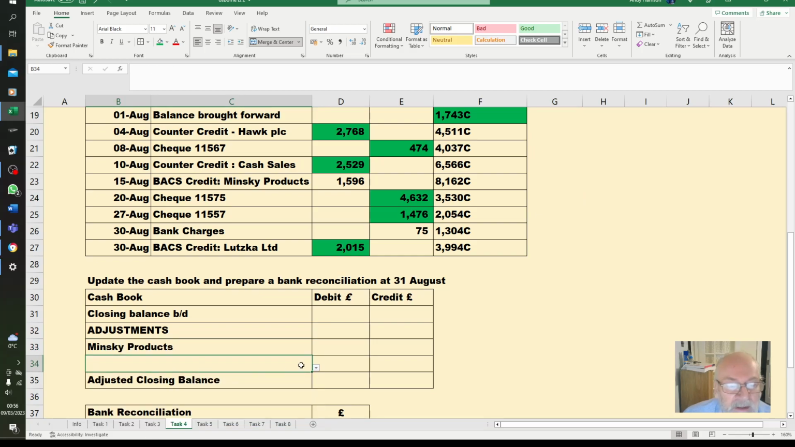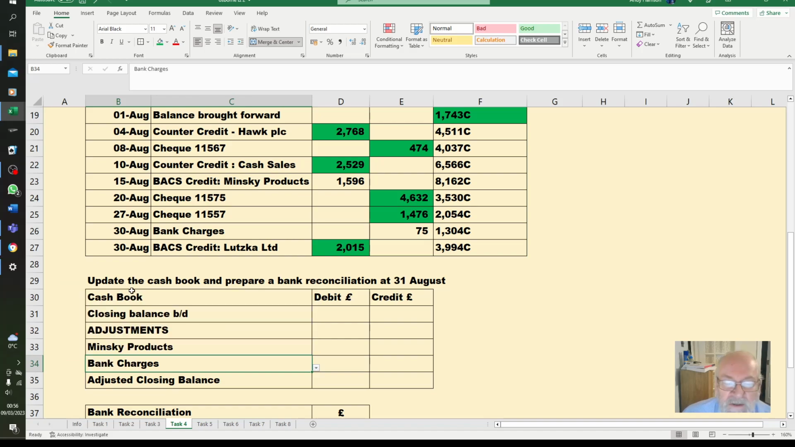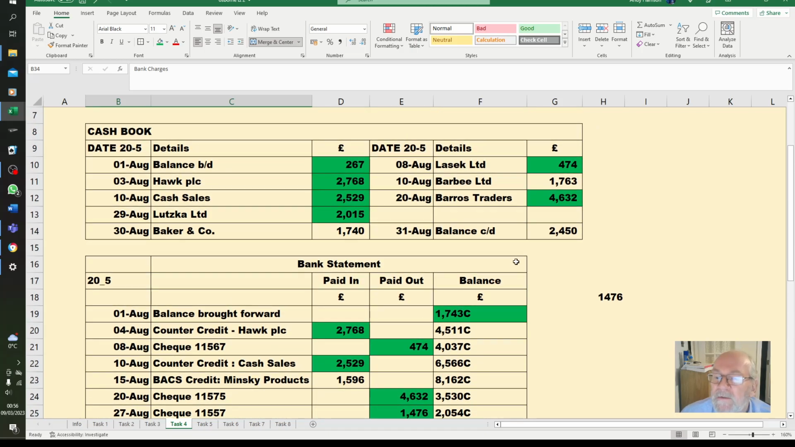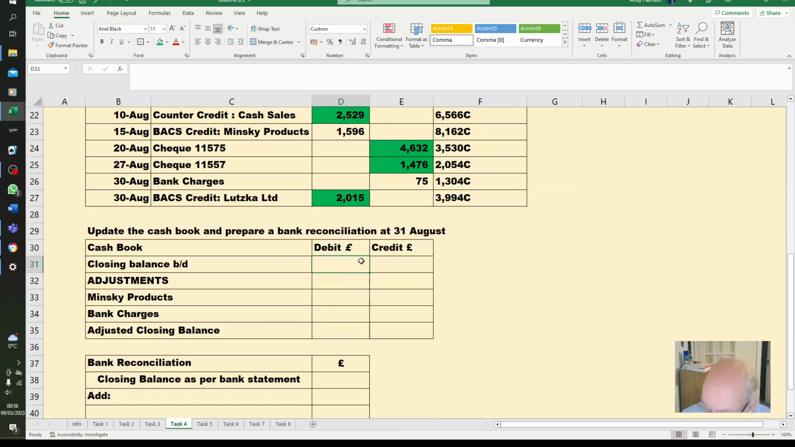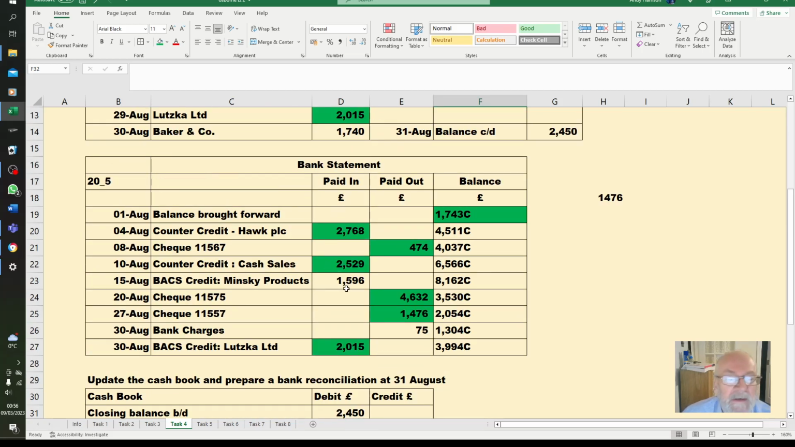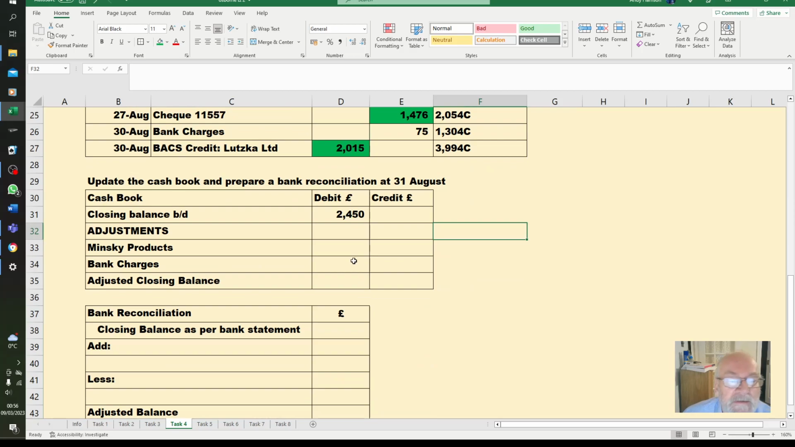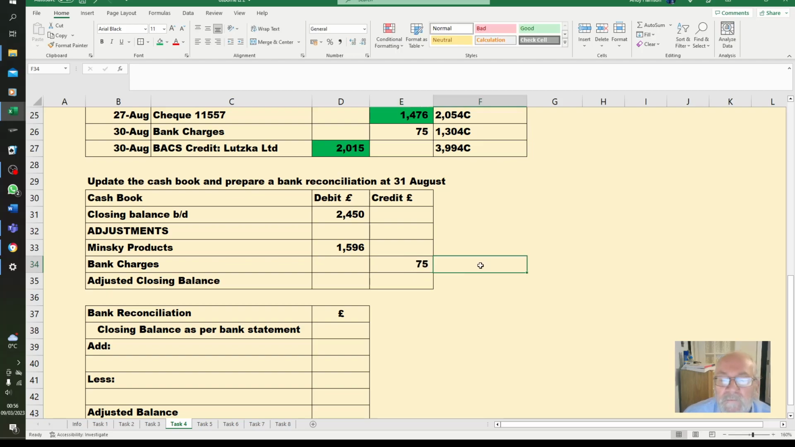Minsky and the bank charges. And then the closing balance brought down, 2450 debit of course because it's a brought down. And then the Minsky is in, it's coming into our bank account, the 1596. And the bank charges are going out. So we should have a balance.